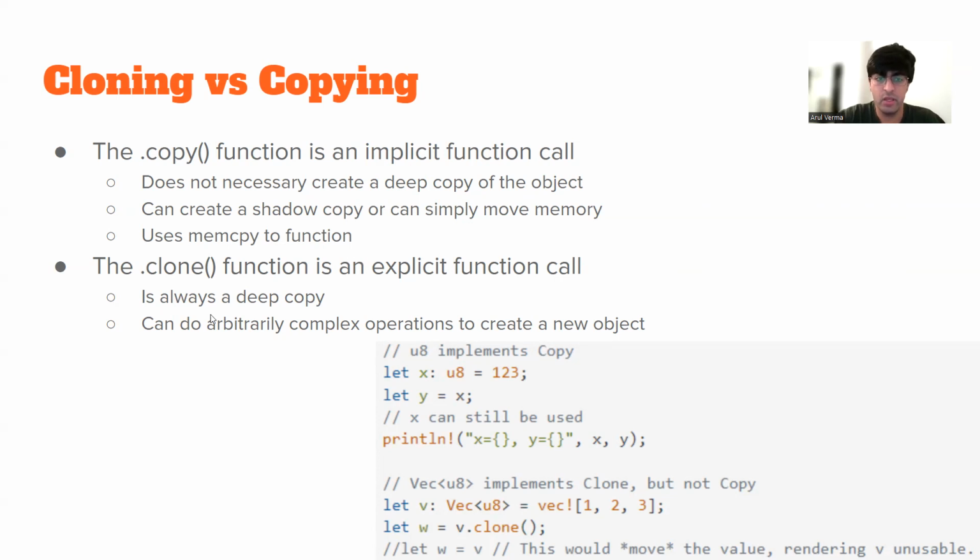Clone, on the other hand, is an explicit function call. It's always a deep copy and it can do complex operations to create a new object. So if you have a vector, for example, clone would always clone each individual element in your vector before cloning the entire vector as well. So you would never encounter errors with this. But if you were to use copy, you could unintentionally run into errors. And you can see for vec, you have to explicitly use clone because if you try and use the equal sign, that would cause a move.